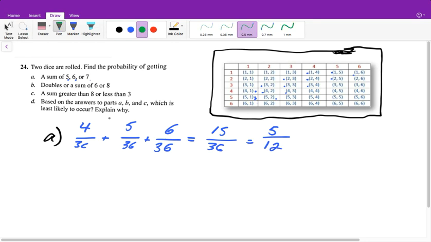All right. Then for letter B, we have doubles or a sum of 6 or 8. So that means we need to go ahead and find doubles. So that's out of 36. So that means when they're both the same, so we have 1, 2, 3, 4, 5, 6. So it's 6 out of 36. And or a sum of 6 or 8. So that means we need to look at a sum of 6, which we already did. So the sum of 6 we know is 5 out of 36. So we can already do 5 out of 36. And then we need to go ahead and find a sum of 8. So it's 1, 2, 3, 4, 5. So plus 5 over 36.